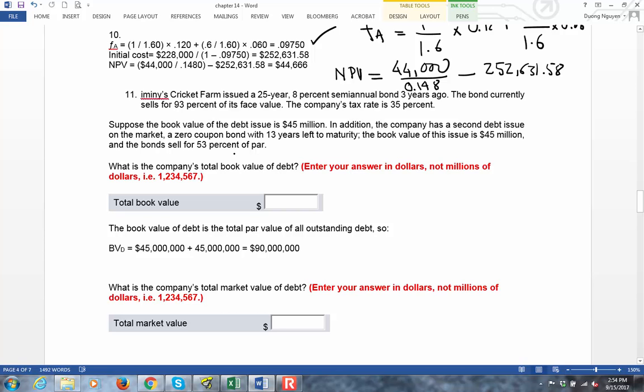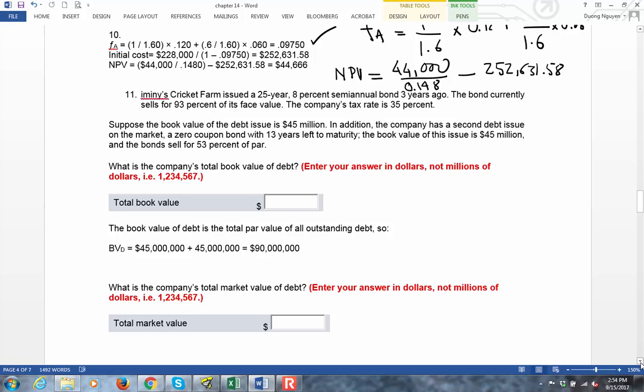So what is the book value? The company's total book value of all the bonds. So for the first one, the book value is 45 million. The second one, the book value is also 45 million. So the total book value is $90 million.